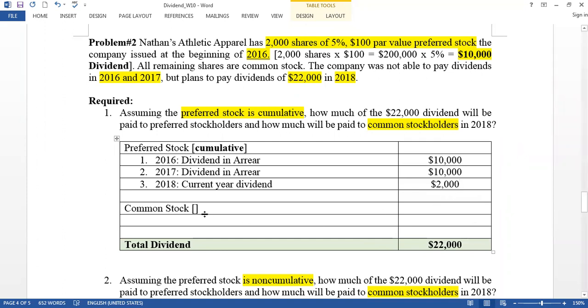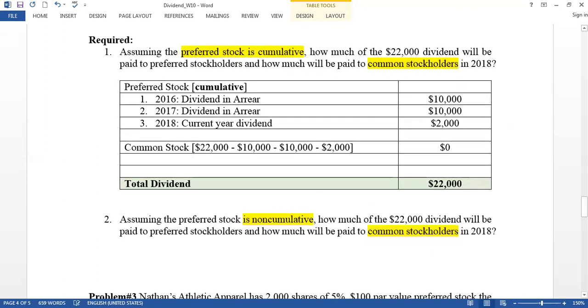So if it is 2,000, what is the dividend for common shareholder? 0, right? So you can see that 22,000 minus 10,000 minus 10,000 minus 2,000. There is no money remaining to pay them. It is 0, right?